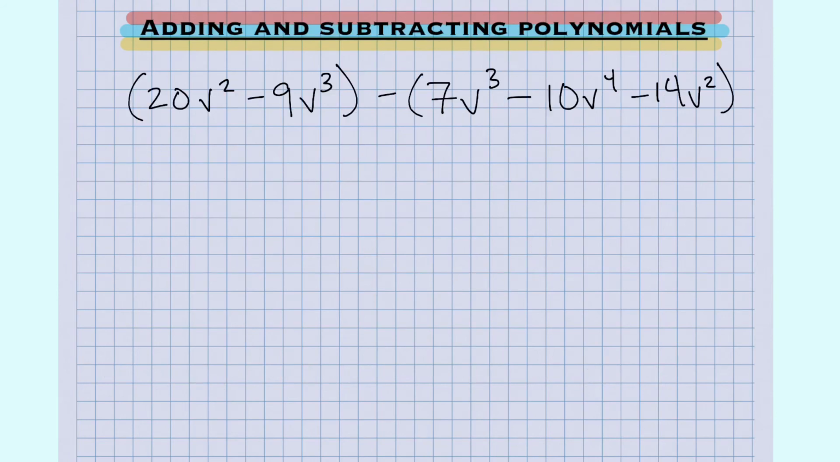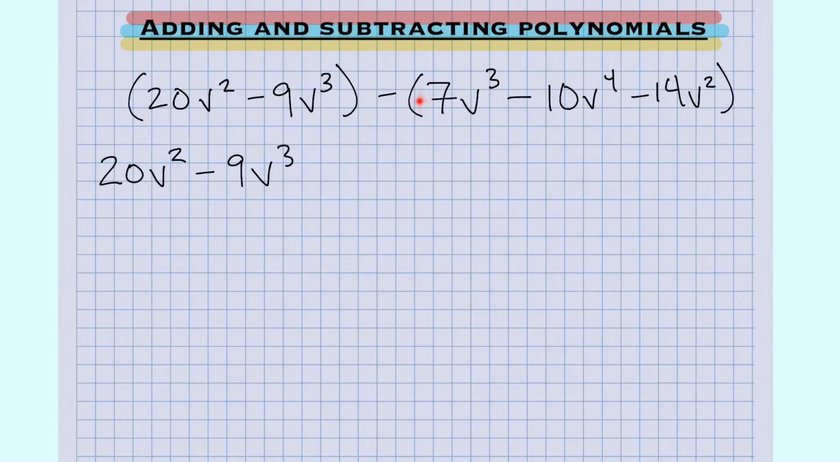All right, next problem. Here, this first polynomial is positive out front, so we could drop these parentheses. So we have 20v squared minus 9v cubed. Now this negative sign, once again, we have to distribute that in. When you distribute a negative sign into these terms here, it's going to switch the polarity, or switch the signs.